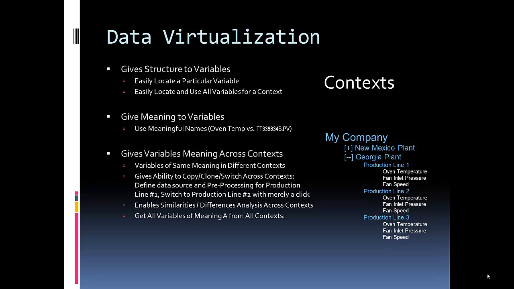And you can also get all the variables of a particular meaning from all contexts. So if you said, I would like to take a look at all the oven temperatures, you can click on oven temperature and right click and say, give me all the oven temperatures for all the production lines. And it'll pull them all up, and then you can do comparative analysis of the same meaning variable across multiple contexts. So this is a very powerful concept.